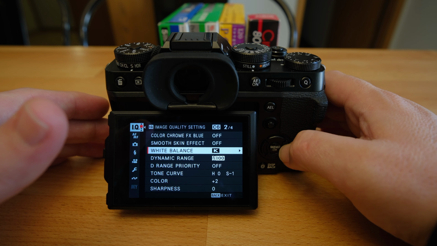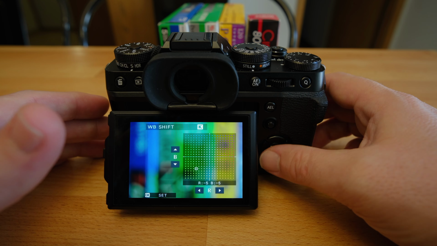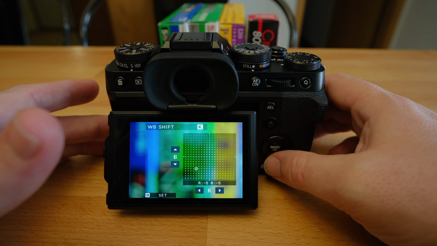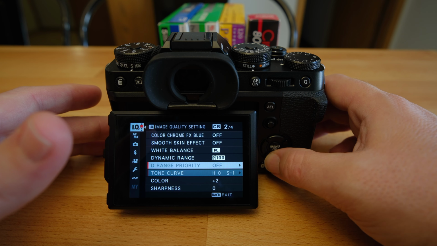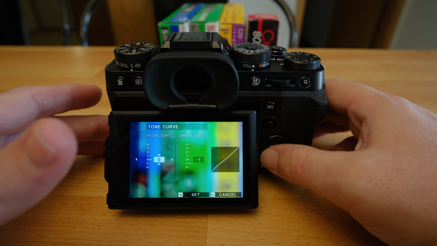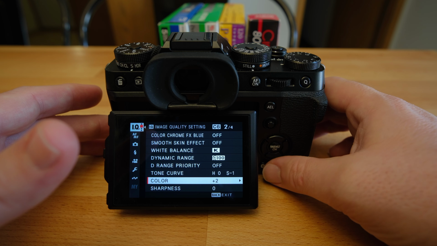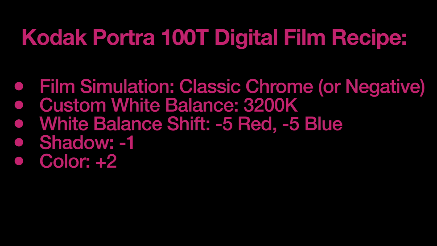The main thing I change here is the white balance. This is now down to 3200 Kelvin, and the white balance shift is -5 red and -5 blue. The other things I tend to change is I keep the highlights at 0 and shadows at -1 or -2. And then color I usually keep at +2. So here's the full Kodak Portra 100T digital film recipe.